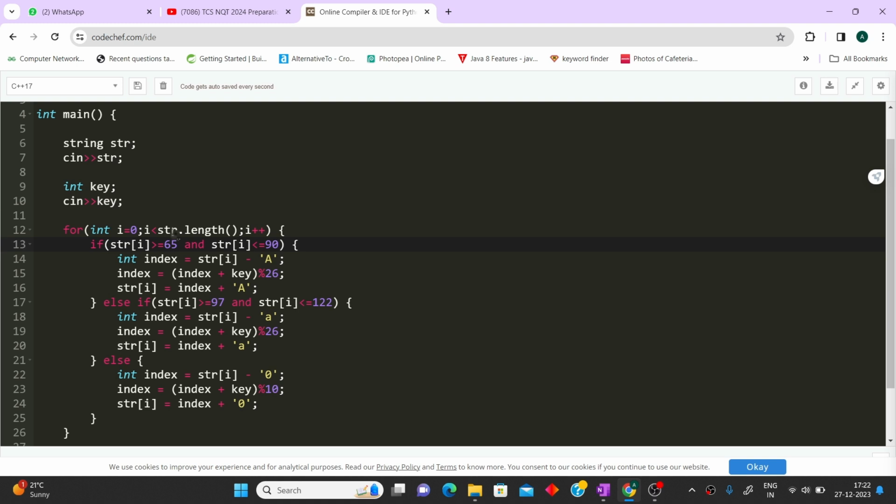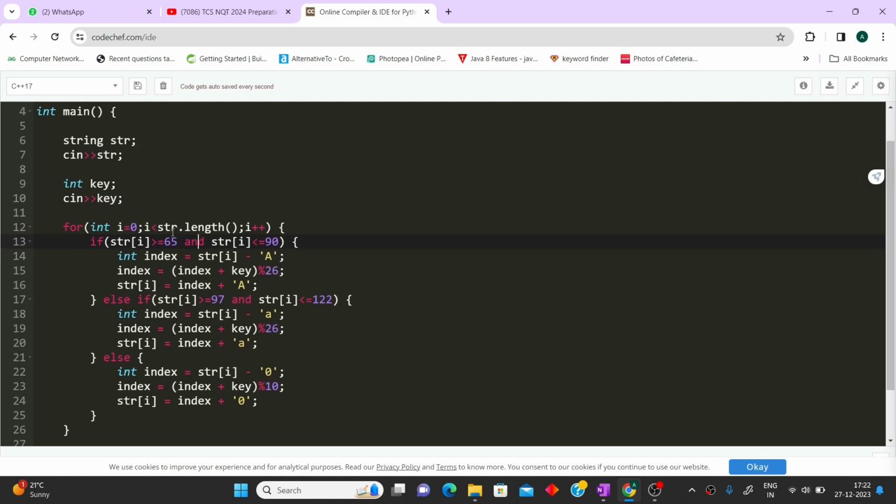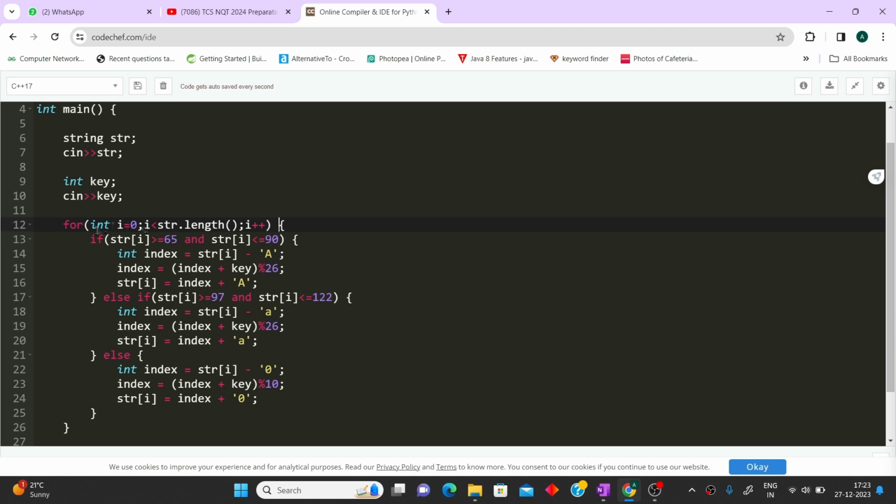The approach will be simple. We will be iterating over this input string one by one using this for loop. First of all, we will be checking which group the current character belongs to: whether it belongs to uppercase, lowercase, or the characters from 0 to 9 group. These are the if conditions for checking this. How can we check it? Using the ASCII values. If it lies in the range of 65 to 90, it means it's a capital, uppercase letter.